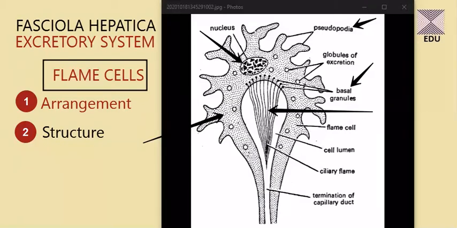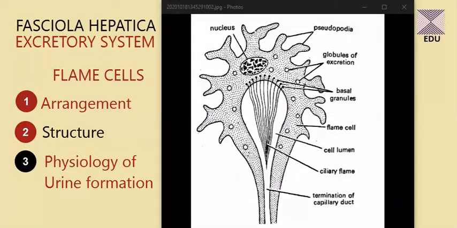It has a nucleus, it has many basal granules, it has pseudopodia-like structures, it has a number of cilia, and we have written here that this is the ciliary flame. So this is due to the movement of the cilia. Now, something about the physiology of this particular cell.